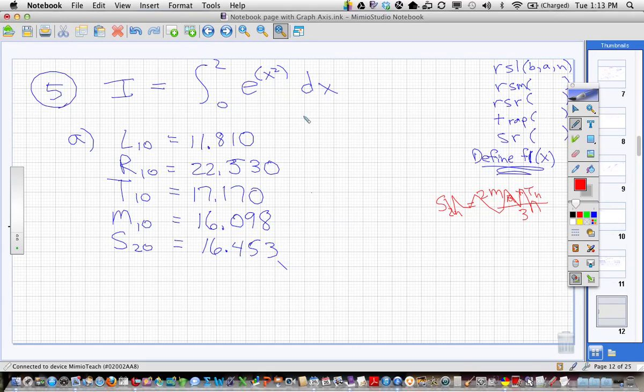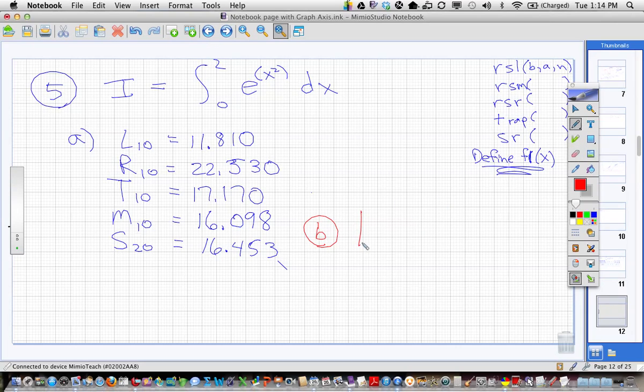All right, now, here's part B. Okay. Steve, read me part B. Okay, somebody who's got it. No, that's fine. Mandy, read me part B. Use L10 and R10 to find a bound on the approximation error made by T10. Okay. Use L10 and R10 to find a bound on the approximation error made by T10.